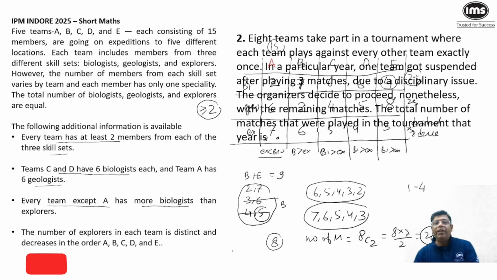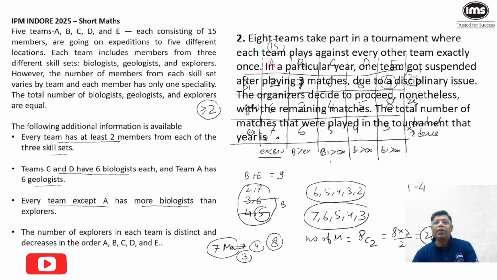Now, since there are 8 teams, every team will get to play 7 matches. The question says that after playing 3 matches, due to a disciplinary issue, one team got suspended. So one particular team that was supposed to play 7 matches got suspended after playing 3 matches. What does that mean? Only it has played 3 matches and it could not get a chance to play 4 matches. So those 4 matches will get cancelled. The organizer decides to proceed nonetheless with the remaining matches. So the remaining matches are going to take place as they are.